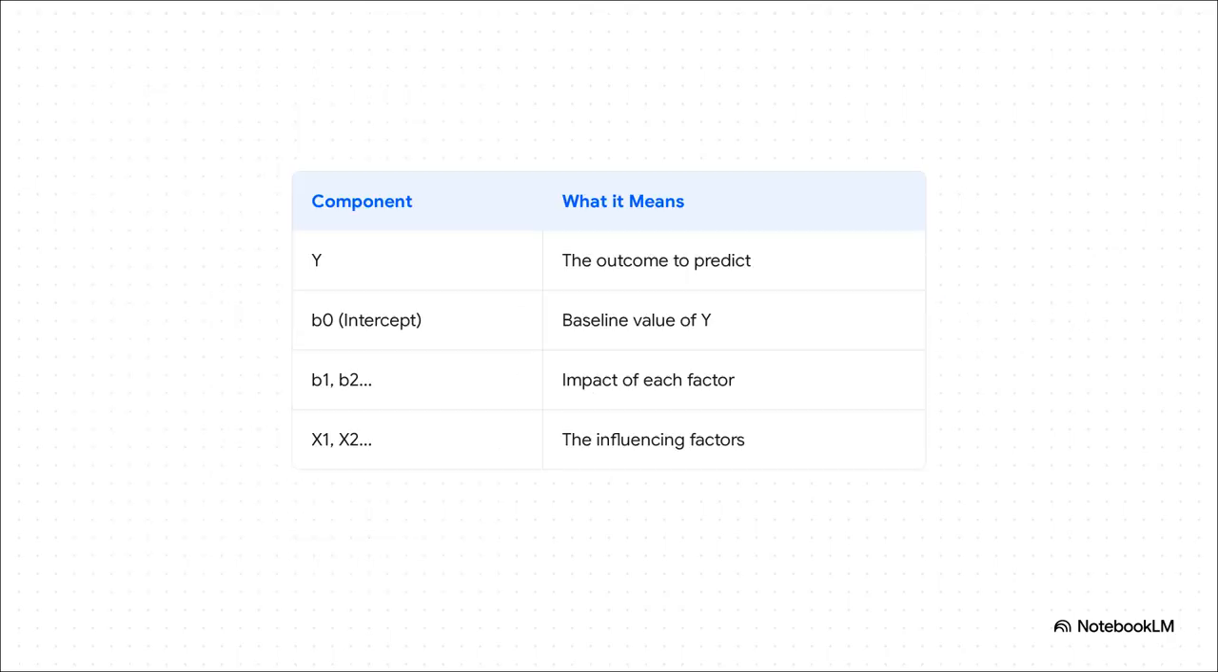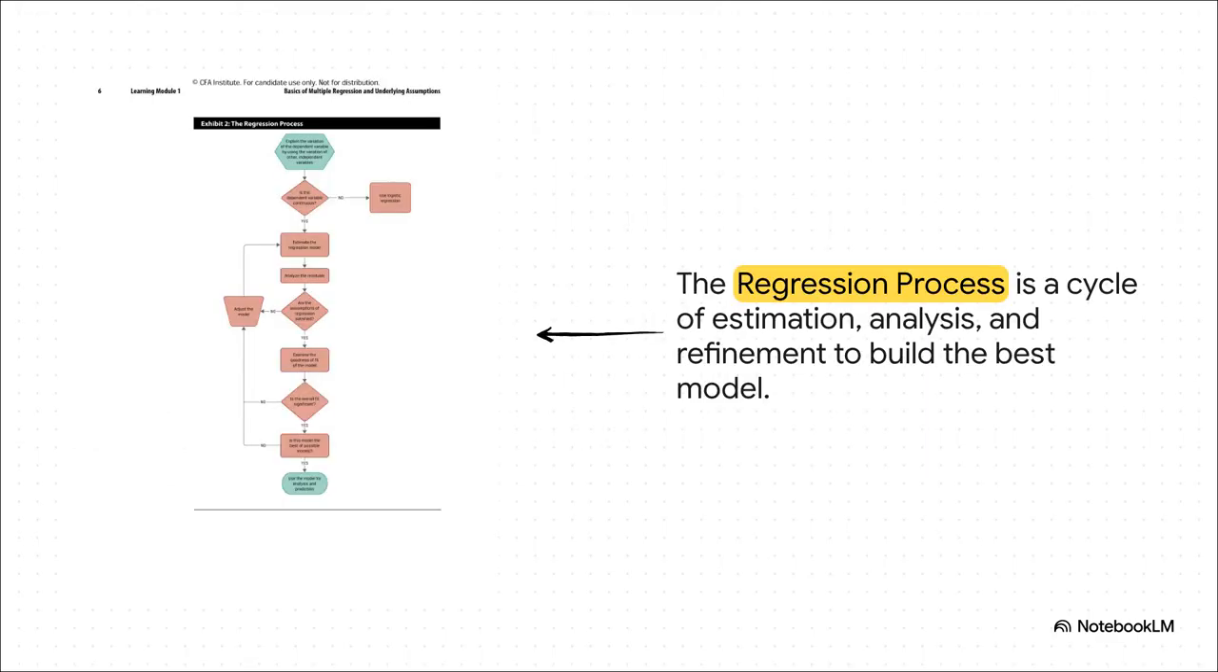So let's really break that down. See that Y? That's the thing we're trying to predict, like a stock's return. B0 is our starting point, our baseline. And then you have all the other Bs. Those are the coefficients, and they are so important. They tell us the exact power each X factor has on our outcome. And this flow chart shows you what an analyst really does. It's not just a one-and-done calculation. No way. It's a careful process, a cycle of estimating, analyzing, checking your assumptions, and then tweaking the model until you get it right.